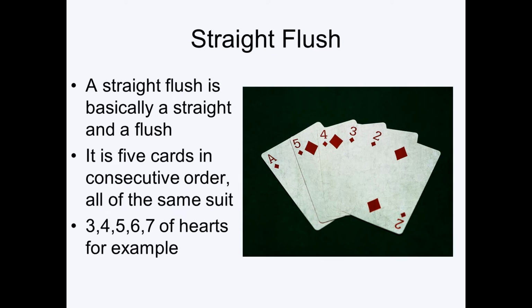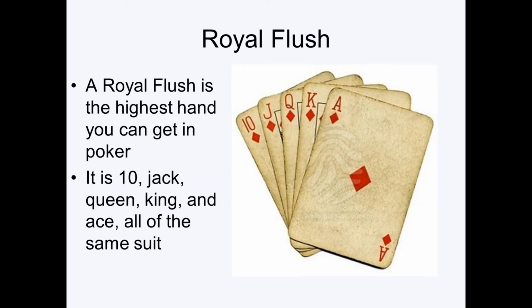Vince, what's a royal flush? A straight in the same suit. Well, that's a straight flush. What's a royal flush? Royal. Old king. Yeah. The highest hand you could get in poker is a royal flush. The highest hand, 10, jack, queen, king, and ace, all of the same suit, is a royal flush.